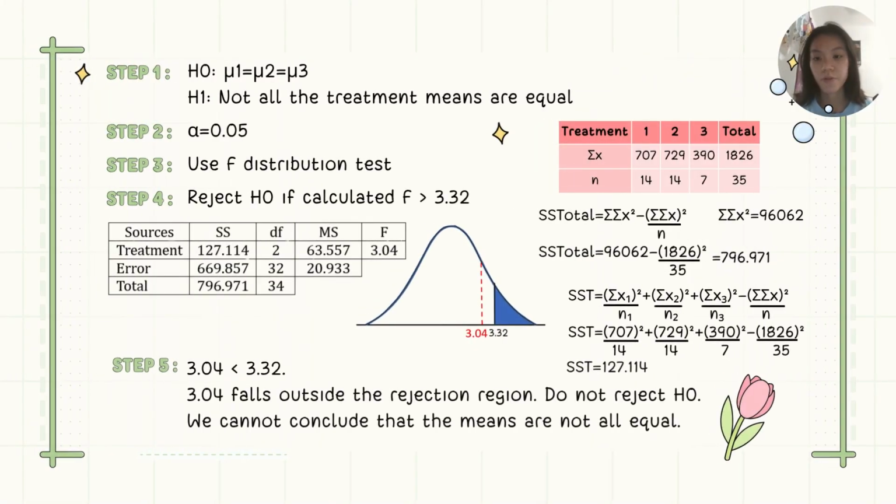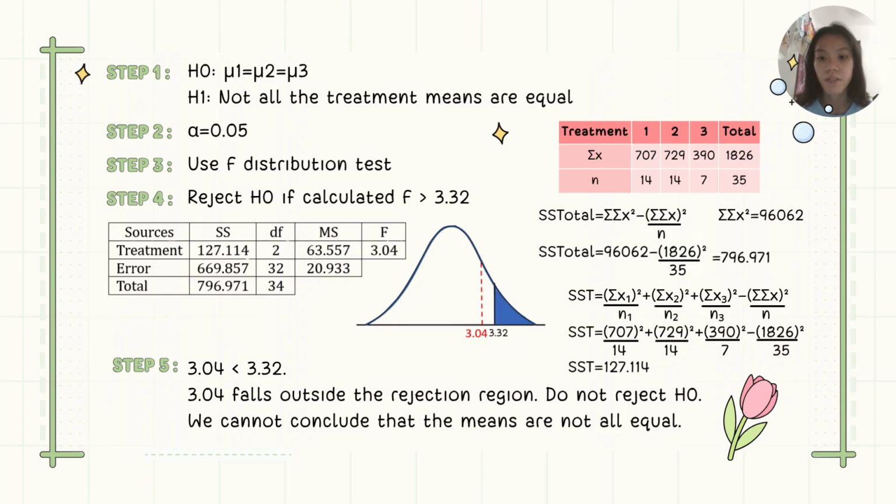For our first step, we state our null and alternate hypotheses, which is H0: mu1 equal to mu2 equal to mu3, and H1: not all the treatment means are equal. For step 2, our significance level is already stated in the question, which is alpha equal to 0.05. For step 3, we will use the F distribution test for this question. For step 4, we formulate our decision rule, which is reject H0, the null hypothesis, if the calculated F is greater than the critical F.